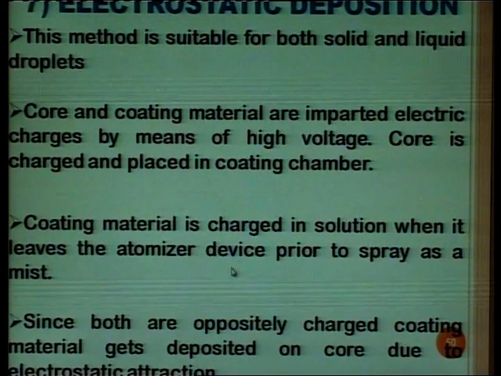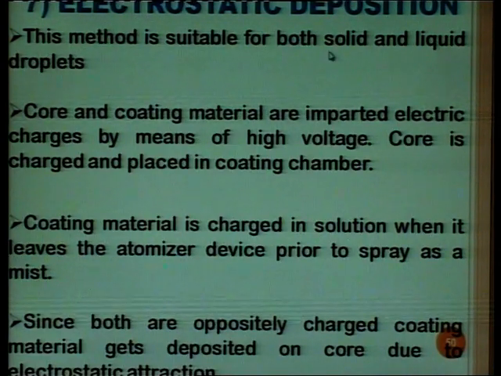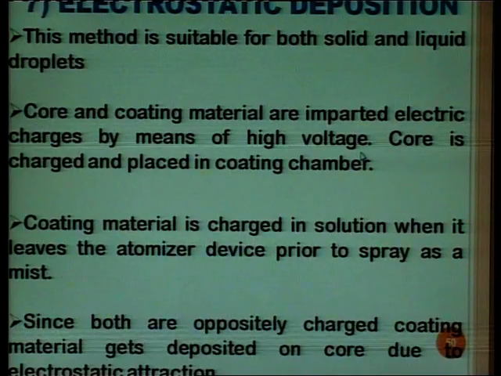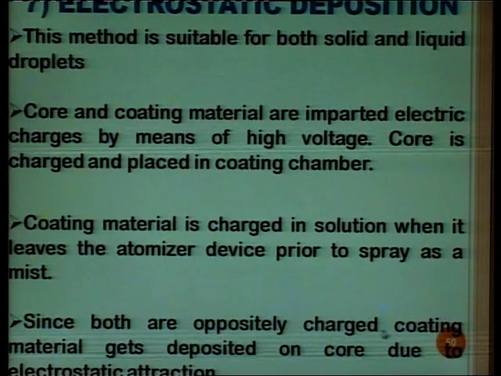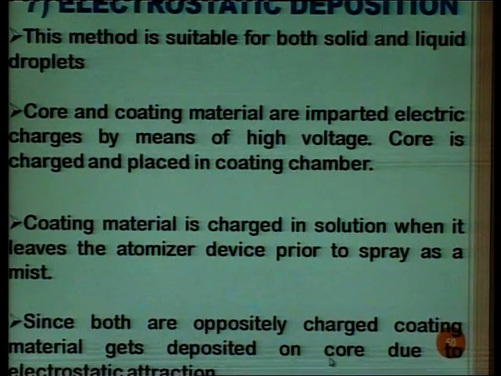The next technique is electrostatic deposition. This method is suitable for both solid and liquid droplets. In this method, core and coating materials are imparted electric charges by means of high voltage. The core is charged and placed in the coating chamber. The coating material is charged in solution when it leaves the atomizer device prior to spraying as a mist. Since both are positively charged, the coating material gets deposited on the core due to electrostatic attraction.